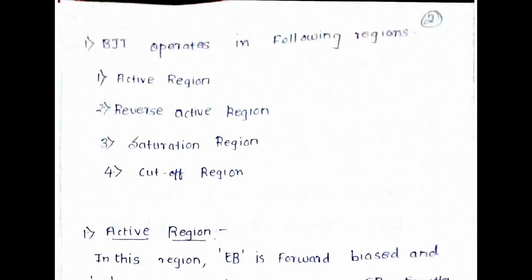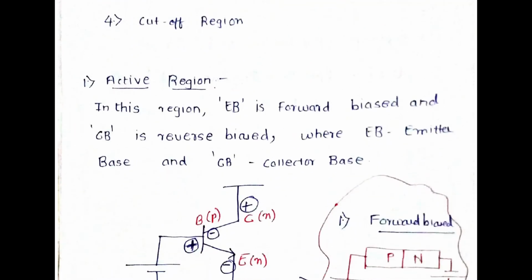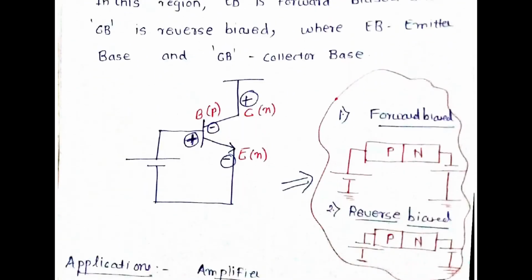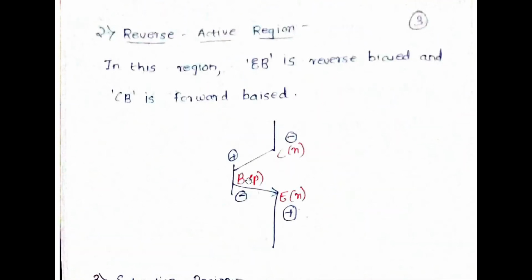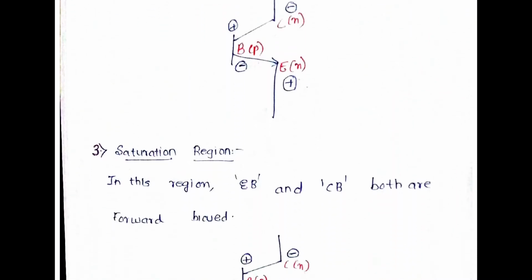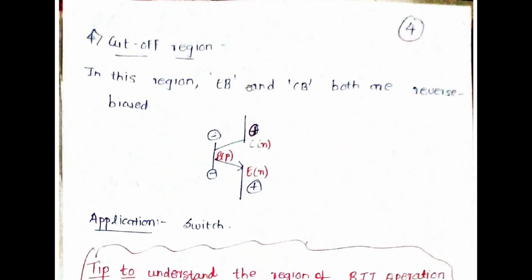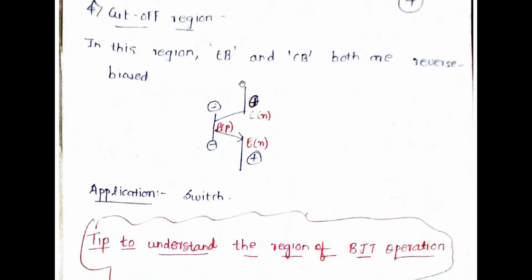So the BJT basically operates in 4 regions: the active, the reverse active, the saturation and the cutoff. In the active region you have the EB as forward biased and CB as reverse biased, which is the amplifier. In the reverse active you have the EB as reverse biased and CB as forward biased. In saturation region you have both EB and CB forward biased, and in cutoff region you have EB and CB both reverse biased.